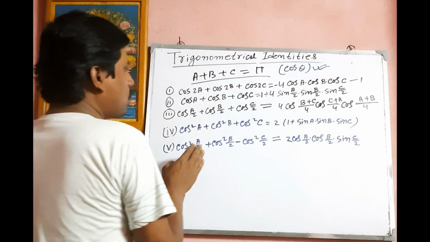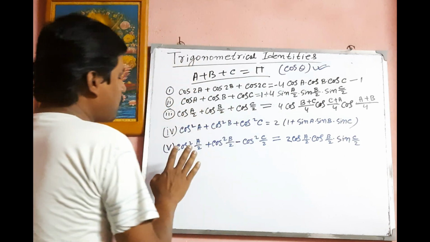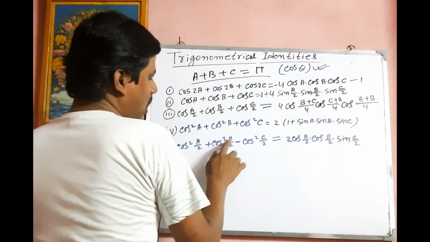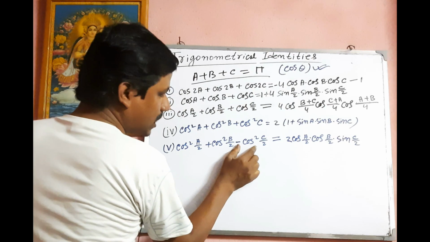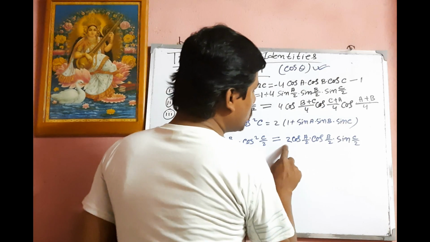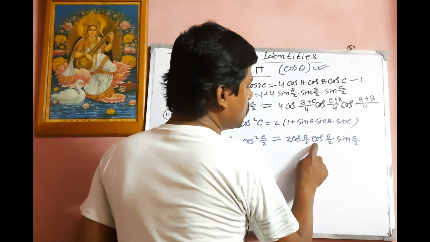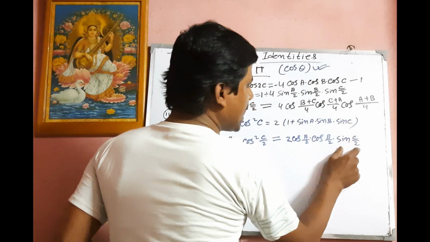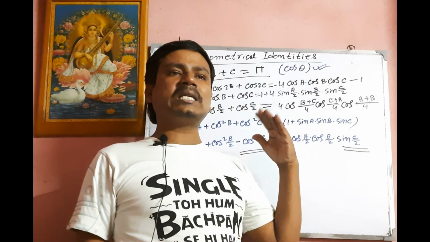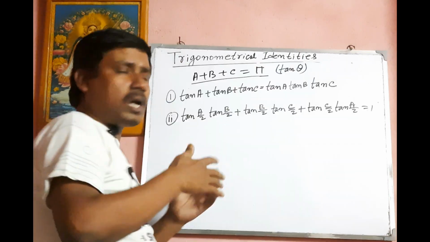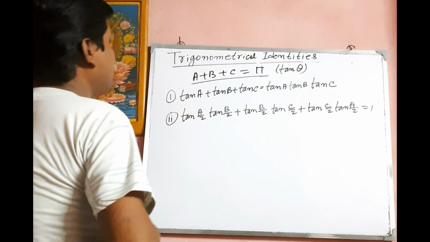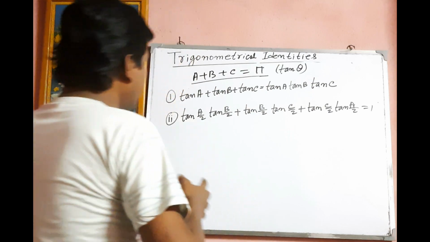And now the last identity or formula of cos theta type is cos square a by 2 plus cos square b by 2 minus cos square c by 2 (there is a difference, minus) is equal to 2 times cos a by 2 into cos b by 2 into sin c by 2. Now we move to the next, the tan theta type formulas of this chapter. We are discussing the tan theta type identities of trigonometrical identities.